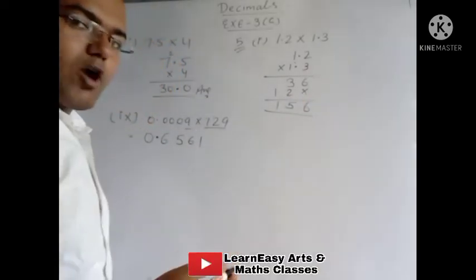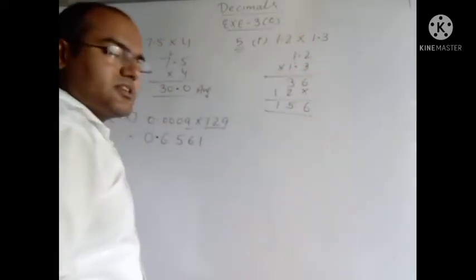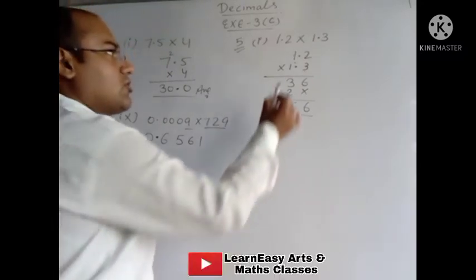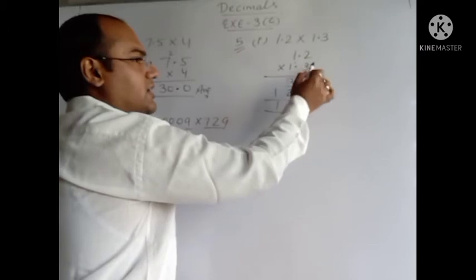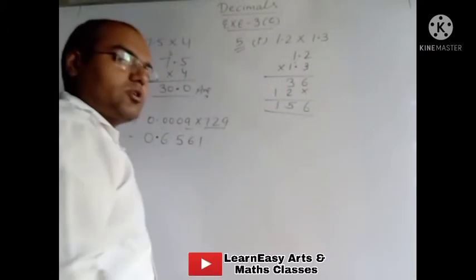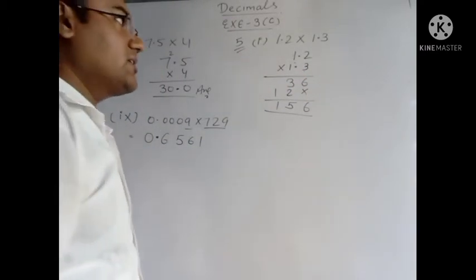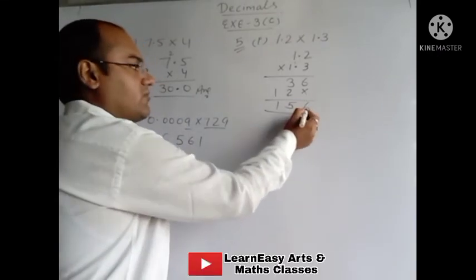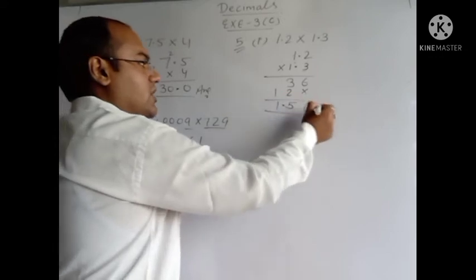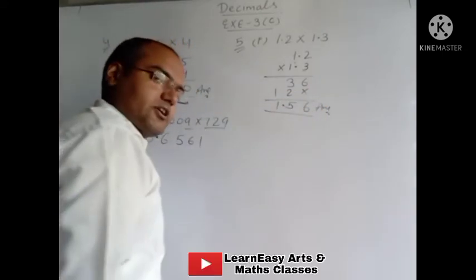Now we have to put the point. In both the numbers, this time we have a point. After this point on the right side, one digit is there. After this point on the right side, one digit is there. So that means in total two digits are there. So from the last, we have to put the decimal before two digits. 1, 2. So this is your answer of the fifth question, first part.